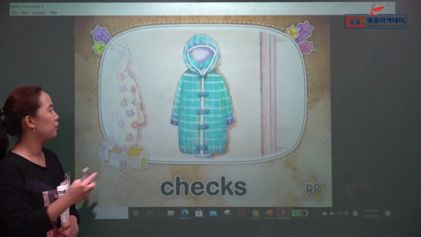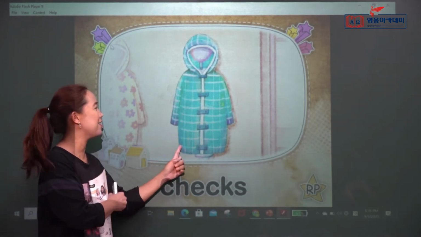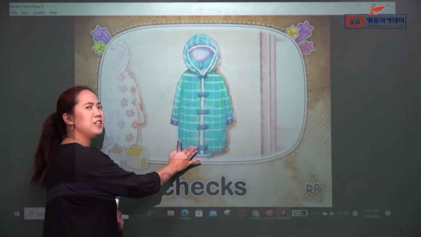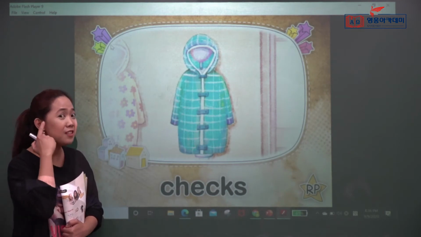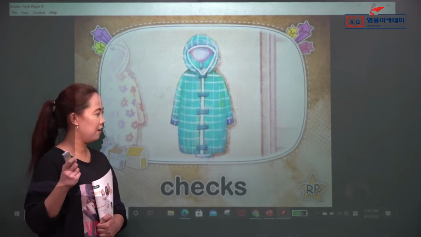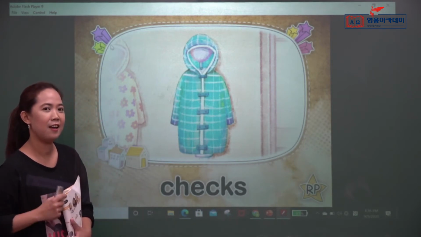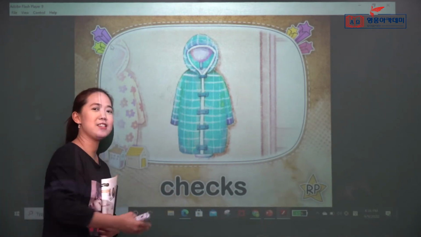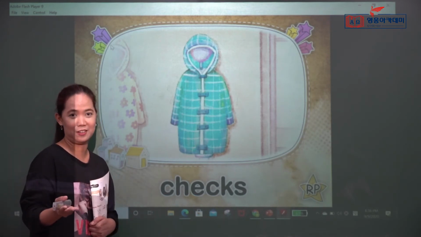All right. What is this? Is this also a raincoat? No, it's a coat. That's right. What do you call this pattern? We call it checks. One more time. Listen. Checks. Your turn after the computer. Checks. Say it again. Checks. All right. You can say checks or you can say checkered. Checks or checkered.